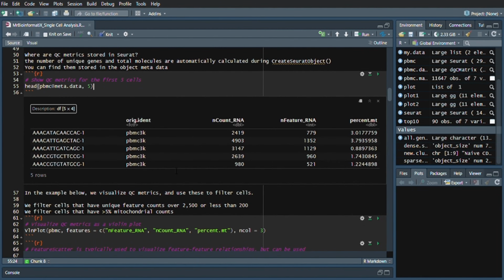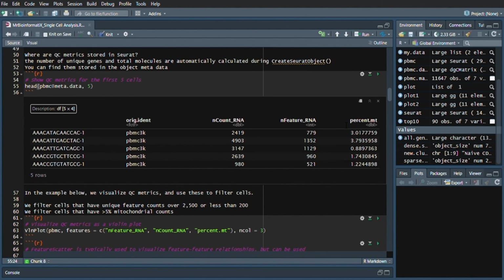As you can see, we got our 5 cells, and our label or identification, ID, then the nCount_RNA, which is the total RNA molecules detected in each cell. For example, in this cell, we have 2,419 RNA molecules, and for this sample, we have 4,903 molecules, and so on. In addition, we have the nFeature_RNA, which is the number of unique genes detected. So for example, in the first cell, we have 779 genes. In the second cell, we have 1,352 genes, and so on.